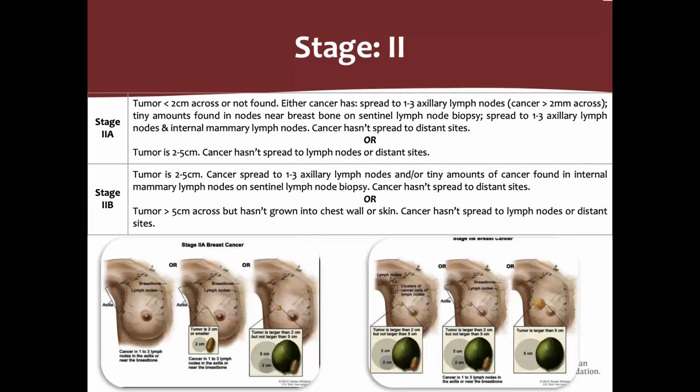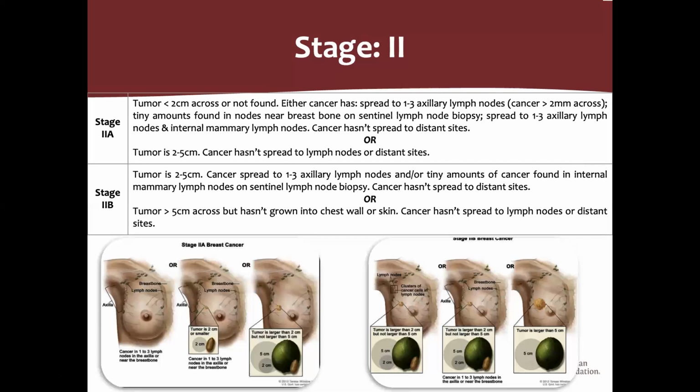So in stage 2A, the tumor might be small and have spread to the axillary lymph nodes, or it just might be a larger tumor. In stage 2B, there's 2 conditions as well. So the tumor may be 2 to 5 centimeters in diameter, and the cancer may have spread to 1 to 3 of those axillary lymph nodes, or tiny amounts of cancer can be found in that internal mammary lymph node on that sentinel lymph node biopsy, and the cancer has not spread to distant sites.